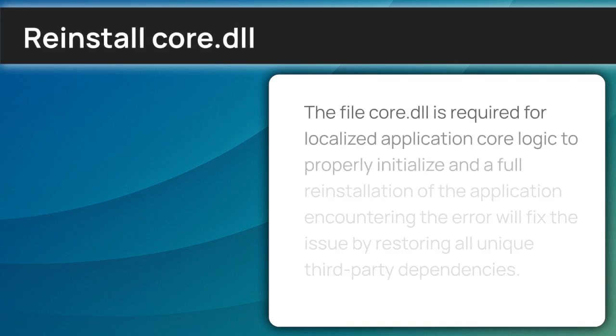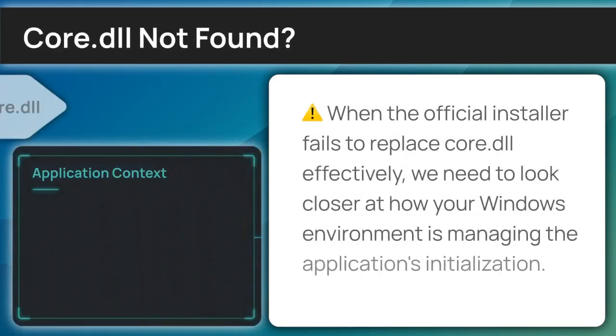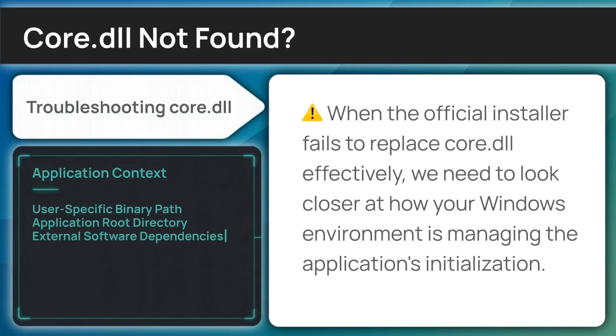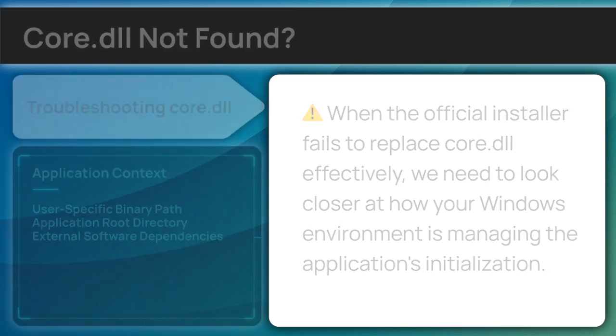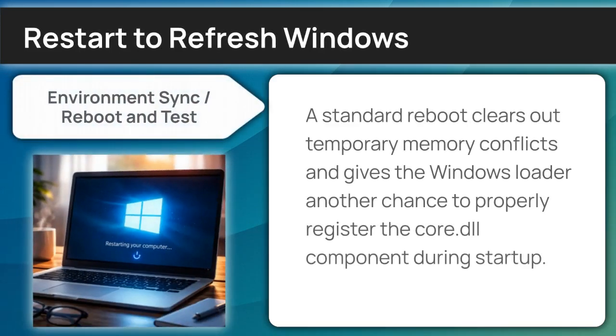The file Core Library DLL is required for localized application core logic to properly initialize, and a full reinstallation of the application encountering the error will fix the issue by restoring all unique third-party dependencies. In the event the error remains visible, it indicates we need to verify the environment's ability to register new shared resources. A standard restart allows the Windows bootloader to rescan your system directories and potentially recognize an unregistered core library component.